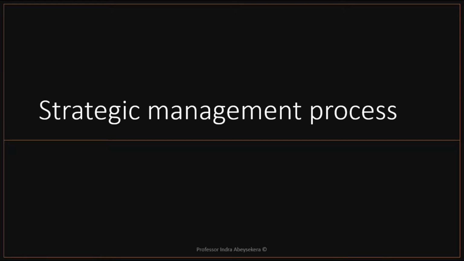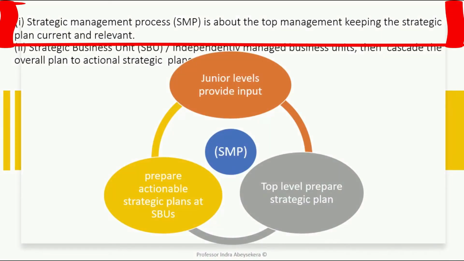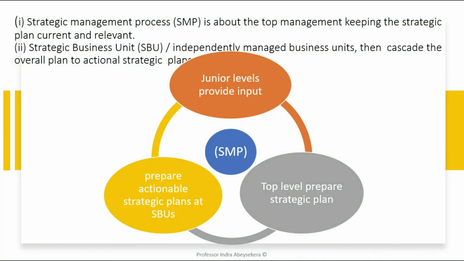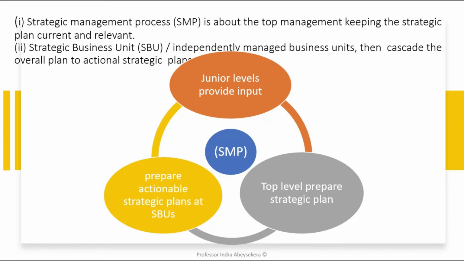In this video, I will outline the strategic management process. The strategic management process is about the top management keeping the strategic plan current and relevant. The strategic business units, which are independently managed business units, then cascade the overall strategic plan to actionable strategic plans.